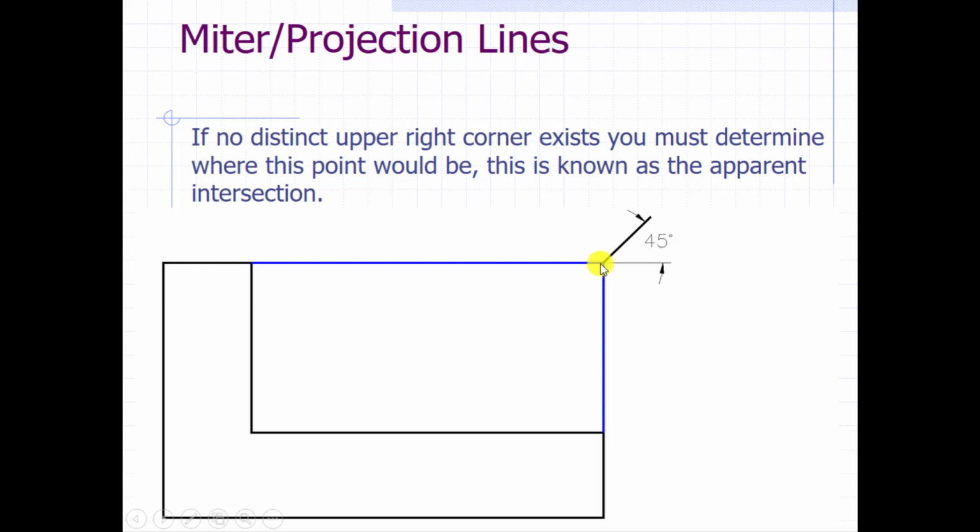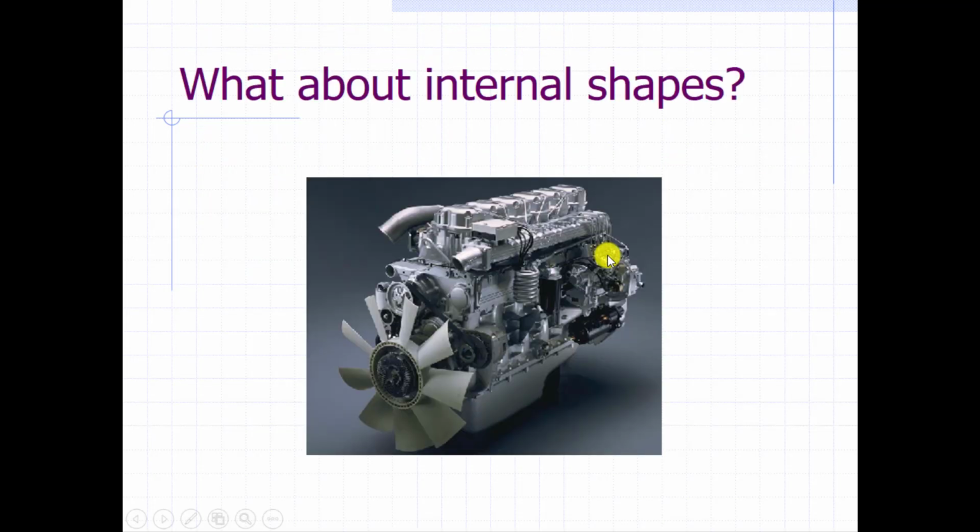So if we have a part that does not have a hard intersection like that, we need to make sure that we add that in there where it needs to go, or it's going to throw off all our dimensions between our views. So what about internal shapes?